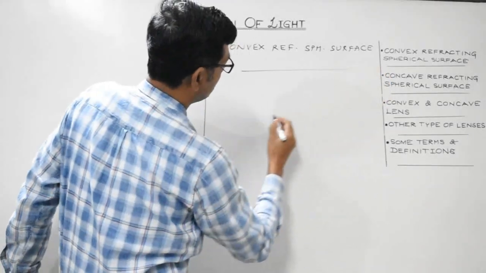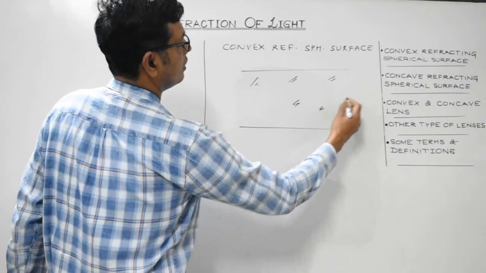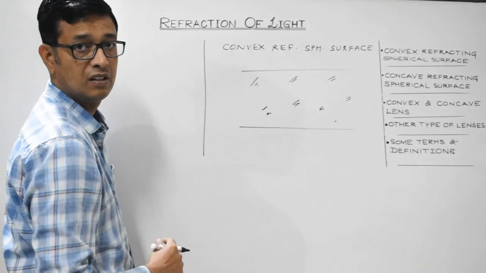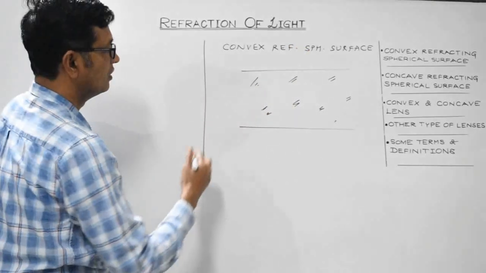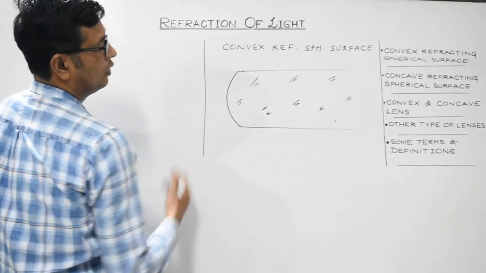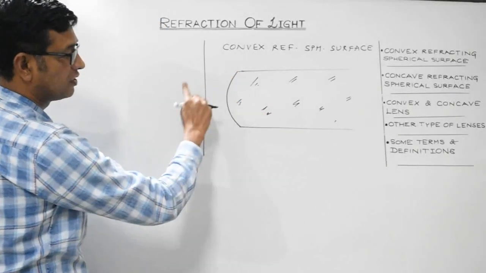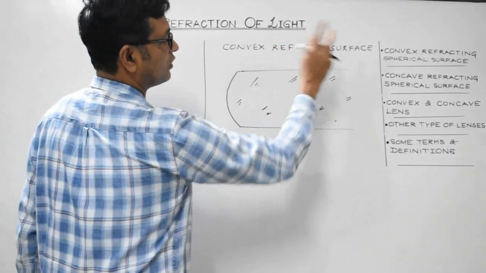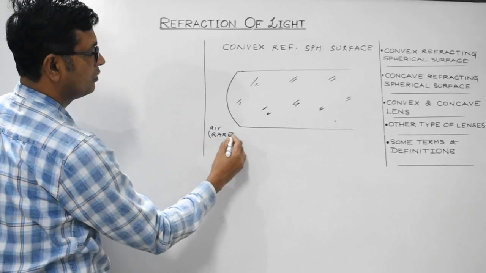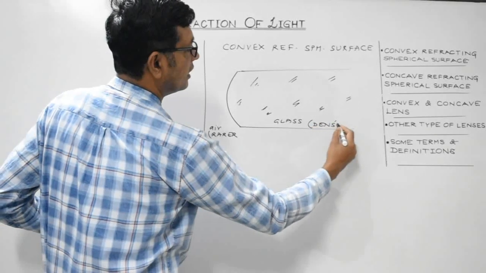Look, this is a transparent refracting medium made up of glass. Now suppose one of its faces is curved, that is, it forms a part of a sphere. It is like this. So, this type of refracting spherical surface whose convex portion is towards the rarer medium is known as a convex refracting spherical surface. This is air, which obviously will act as the rarer medium, and this is transparent glass, which obviously will act as a denser medium.